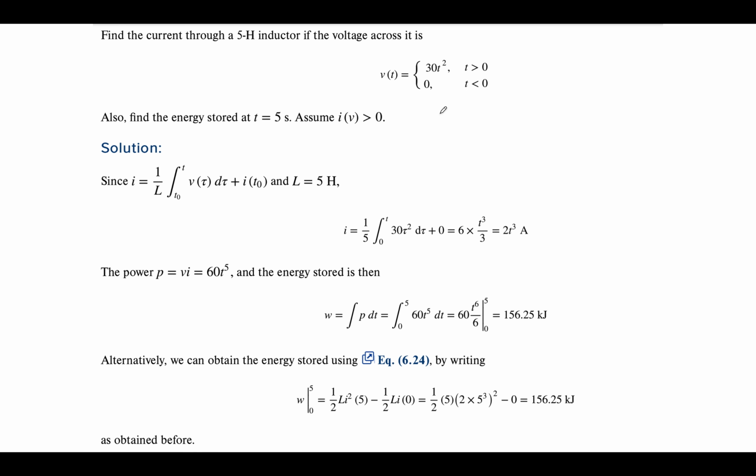Okay, this is a similar problem to one we worked before. So in this case, we have a voltage that's given by 3t squared, and that's applicable for t greater than 0. It's equal to 0 for t less than 0. We assume that the initial current is 0 because we're not given one. So we want to find the current in the inductor, and we want to find the energy stored at a particular time.